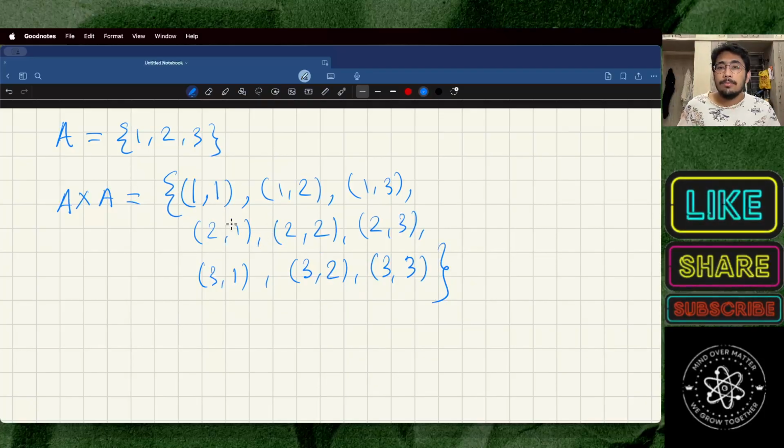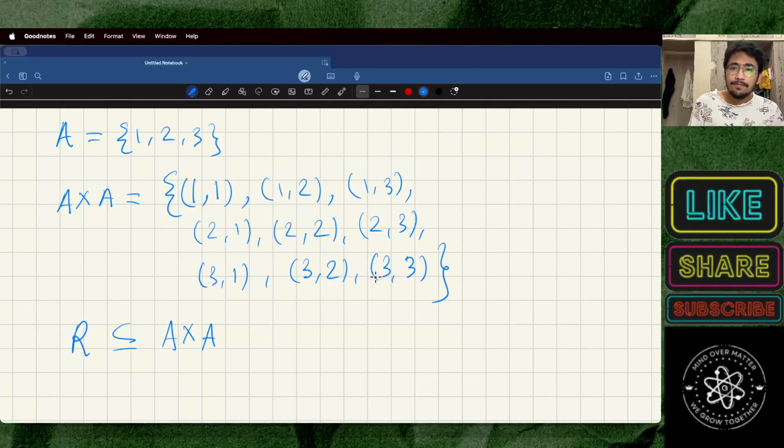The reason I have written this in this particular format is that I will be explaining the matrix representation of a relation, and it will come in handy then. I will explain this in a moment. A relation that goes from A to A will be a subset of this huge set A cross A. It is as simple as that.